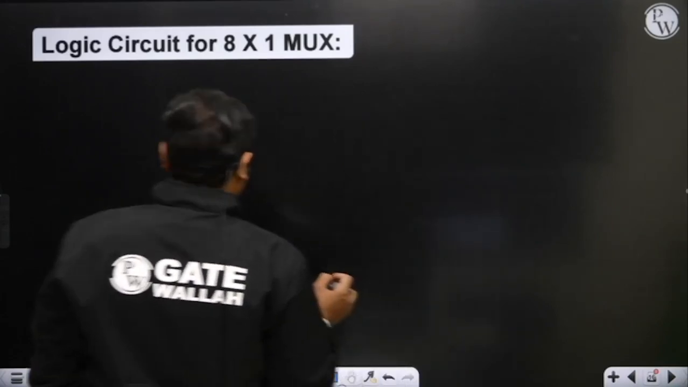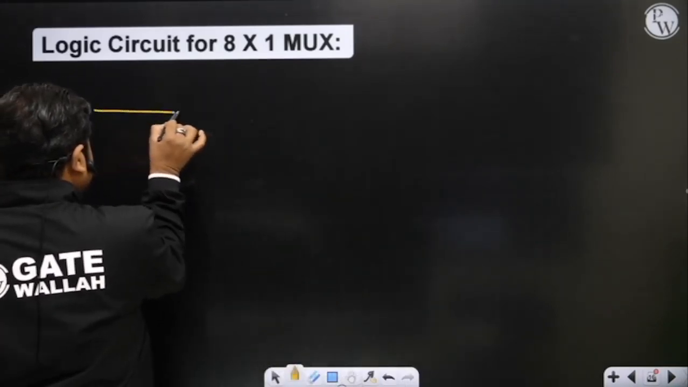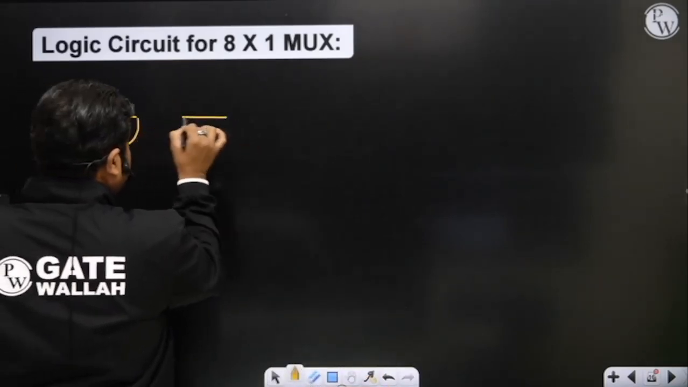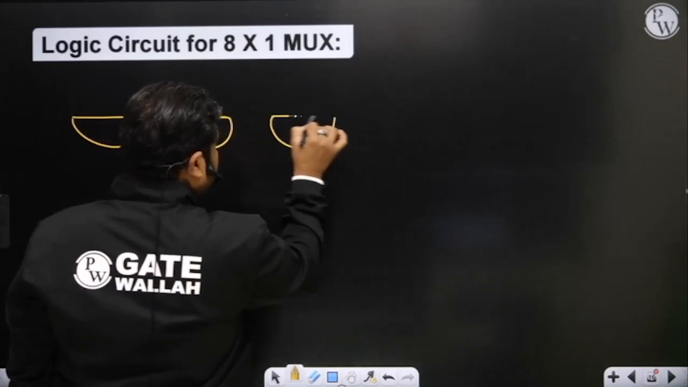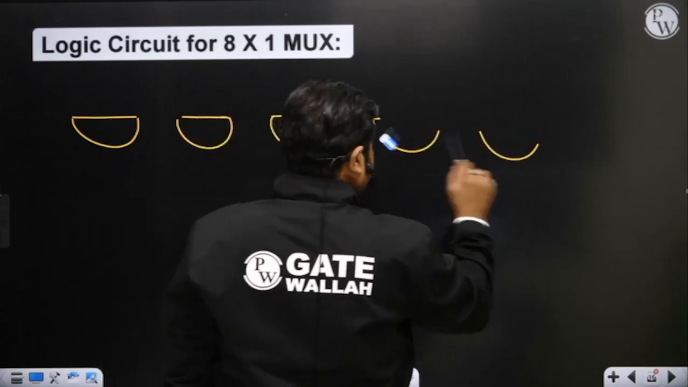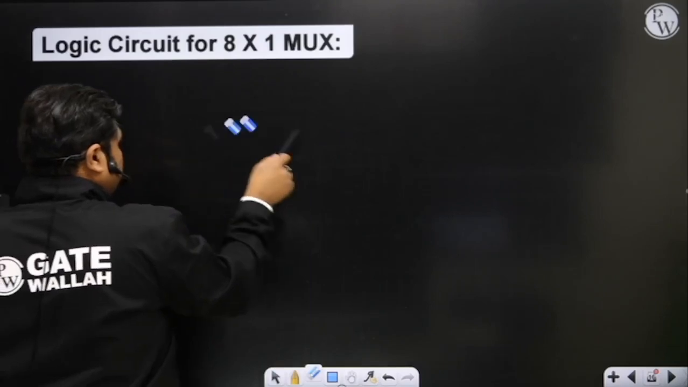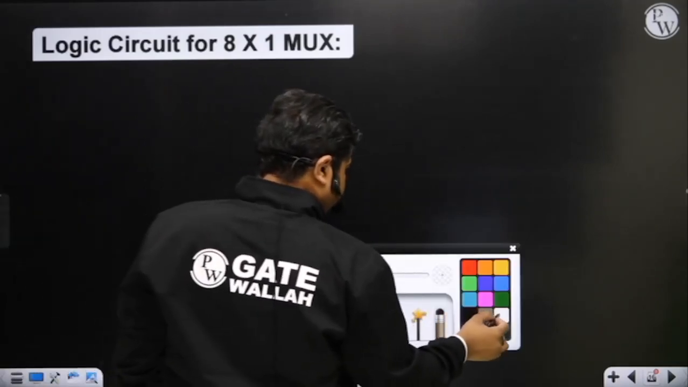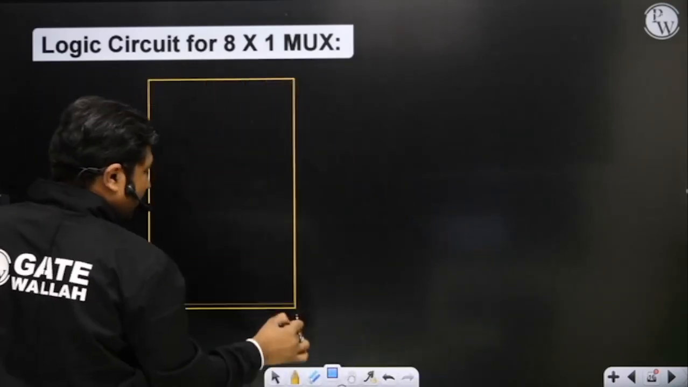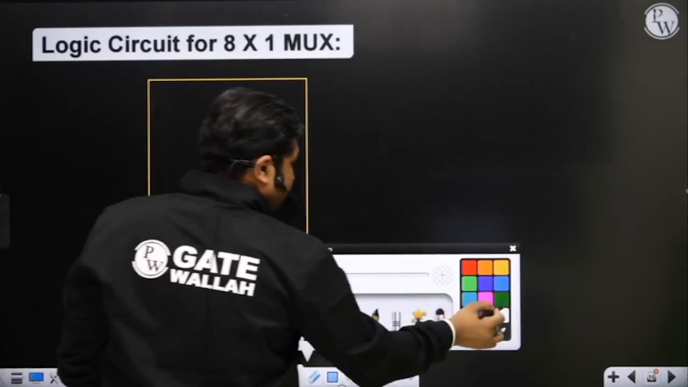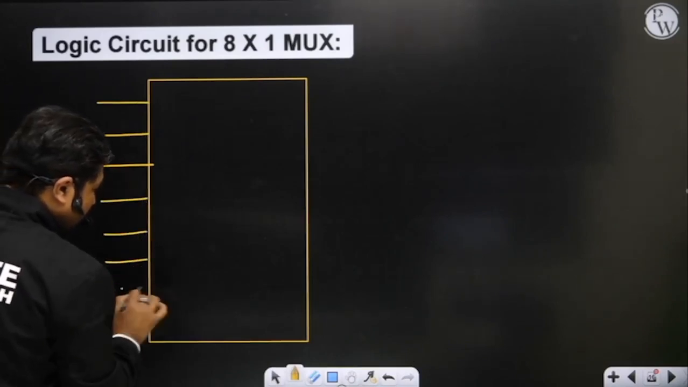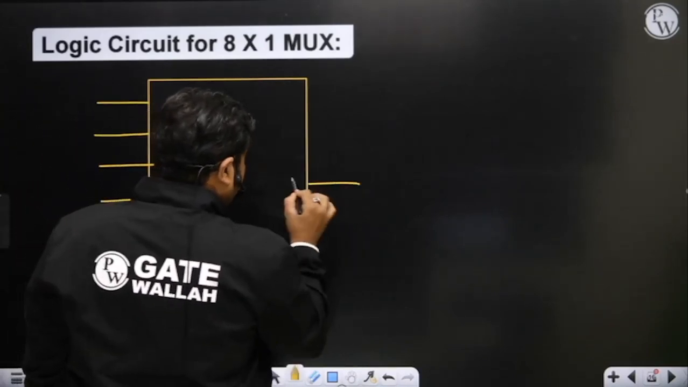So, sir, we can implement the circuit as 8 AND gates. So I am representing here 8 AND gates. Please observe 1, 2, 3, 4, 5. It's quite complex. Sir, do the circuit implementation in this way only, we will understand the internal circuitry. Yes. 1, 2, 3, 4, 5, 6, 7, 8. 1, 2, 3 and output Y.